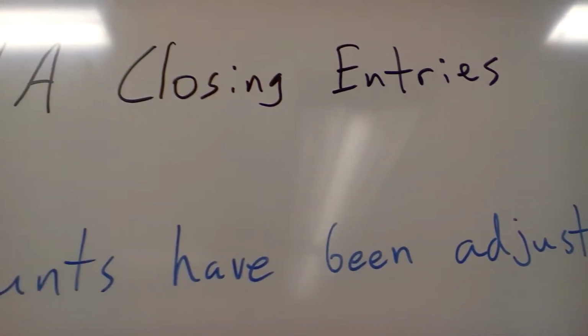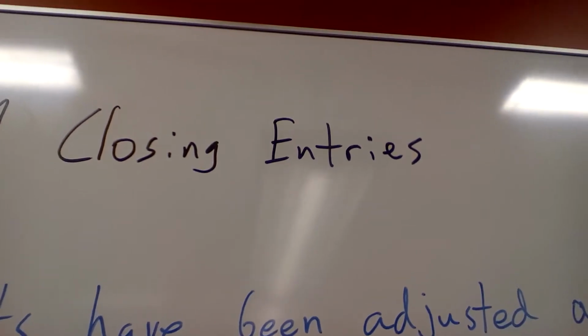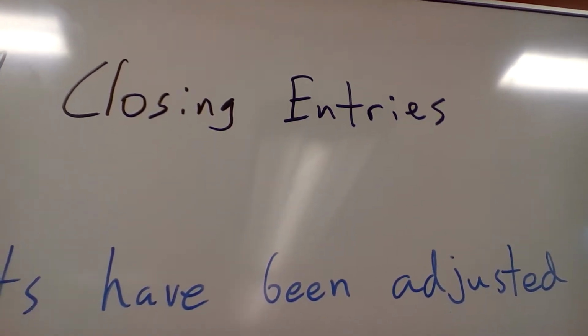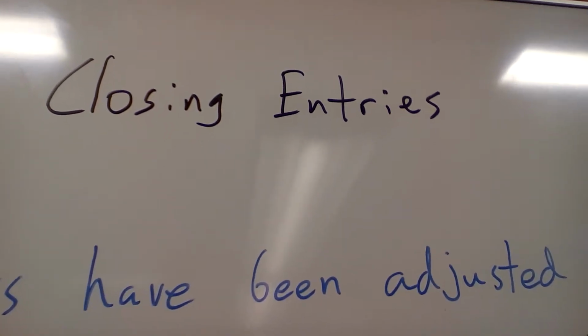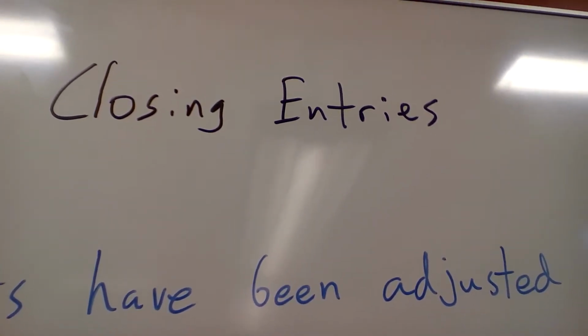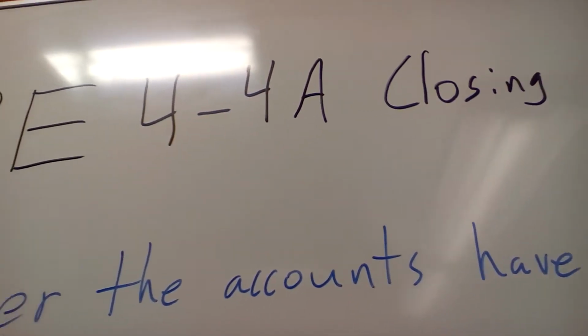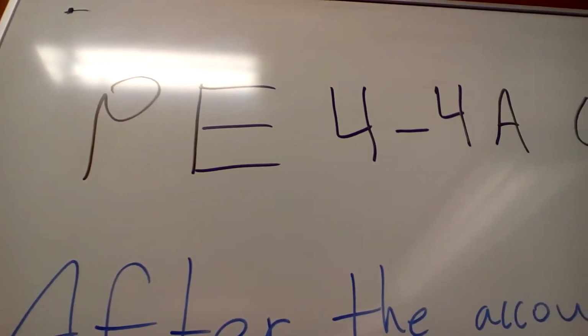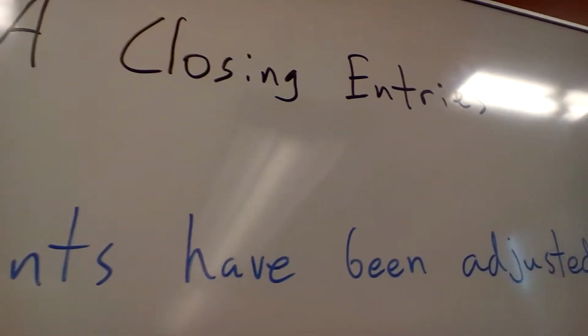This is a chapter 4 example, and we're just doing a small problem on closing entries. This is what you do to close out the books for the end of the period, after the adjusting entries to bring everything up to date. This closes the books so that the next month you start fresh and can start the process all over again. So we close out all the temporary accounts.